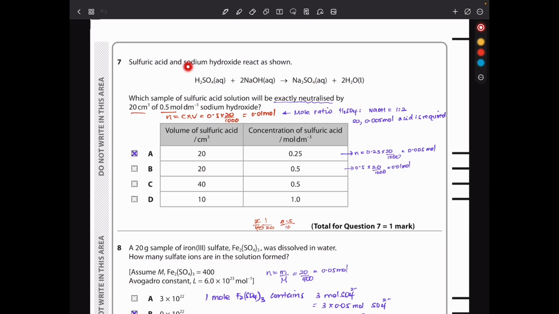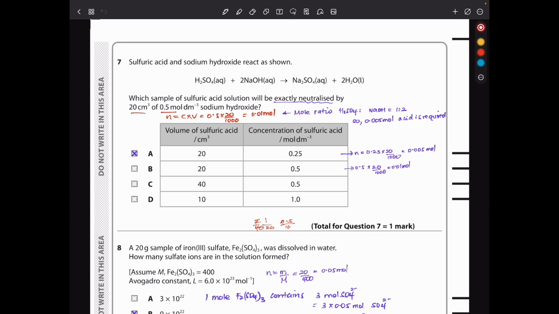In question 7, sulfuric acid and sodium hydroxide react as shown below. Which sample of sulfuric acid will be exactly neutralized by 20 cm³ of 0.5 mol/dm³ sodium hydroxide? Now I will begin by finding the number of moles, which is concentration 0.5 times the volume, of course divided by 1000 to convert it to dm³, giving us 0.01 mole. Since this is sodium hydroxide, 0.01 mole, the sulfuric acid should be half of that based on this equation. The ratio is 1 to 2. So the moles we are looking for should be 0.005.